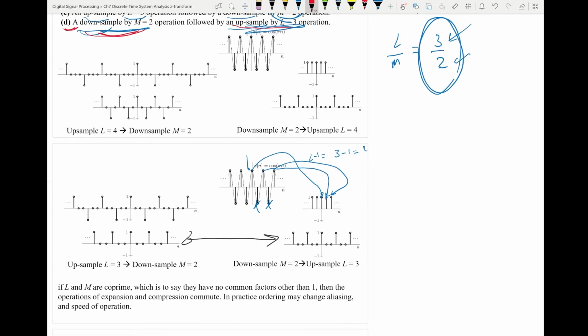So in general, if L and M are co-prime, which is to say they have no common factor other than 1, then the operations of expansion and compression commute. In practice, ordering may change aliasing and speed of operation. In general, it's always better to do upsampling then downsampling, even though, because you are increasing the number of samples, the processing and the memory will be more. Versus when you do downsampling first, you're already reducing the data, so you're going to be using less memory and less processing. But then aliasing may happen.